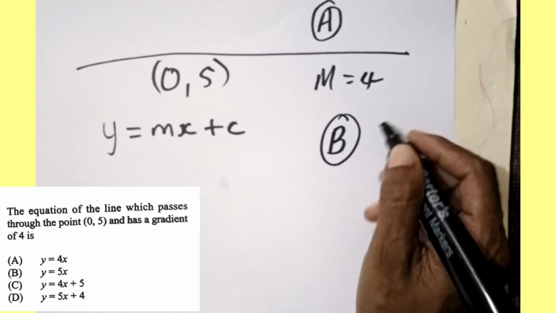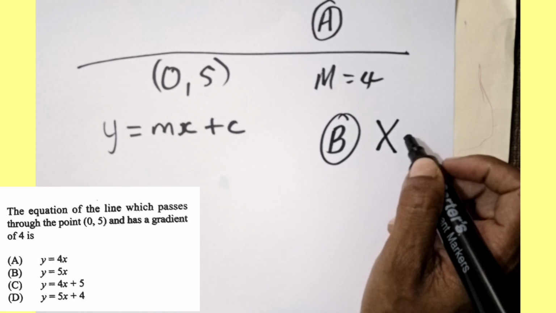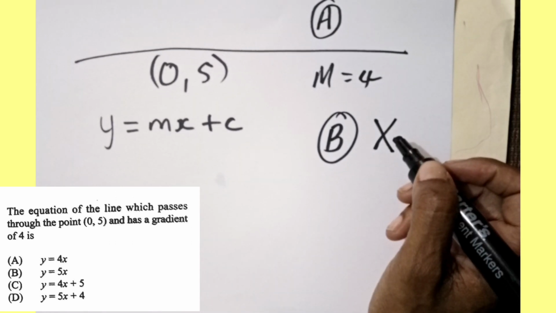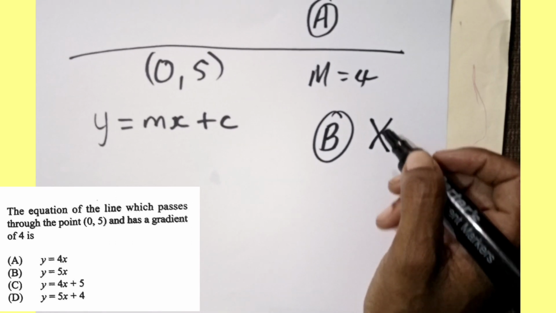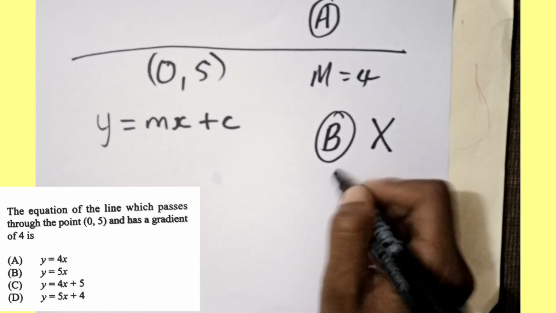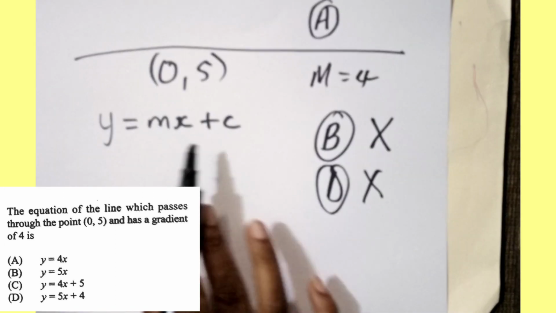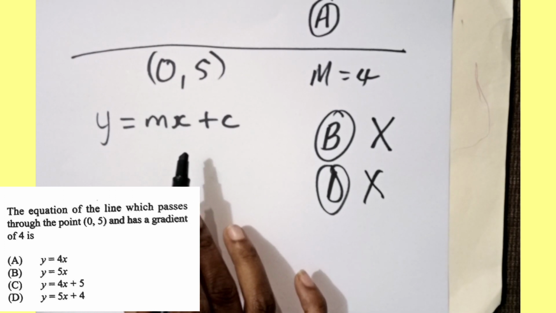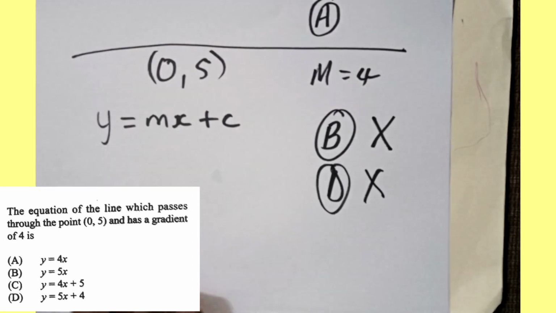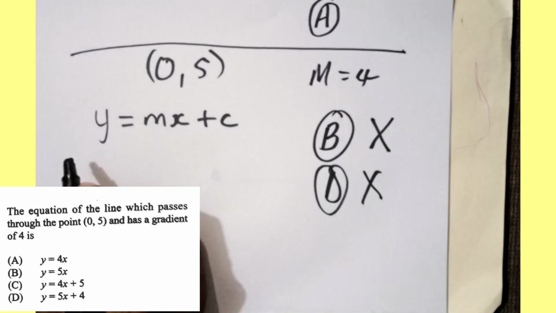And also B has a gradient of 5. So we can cross out B because we know that B wouldn't be the answer. D either, because B and D both have a gradient of 5. We can eliminate those. But look at A now.